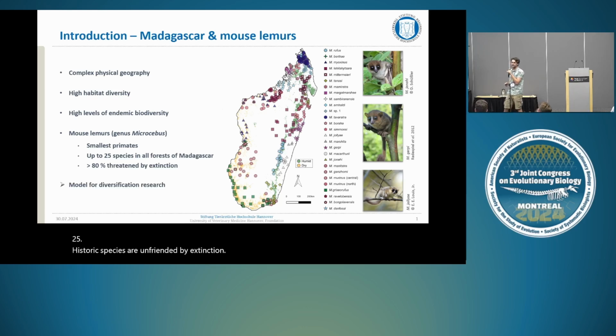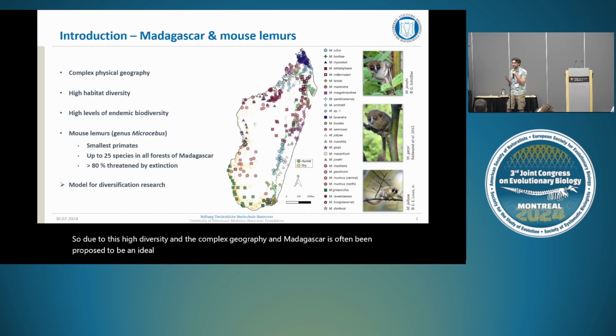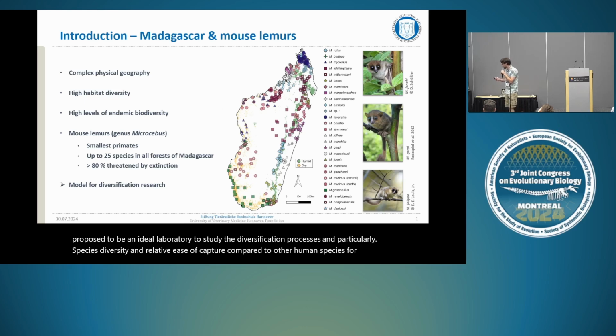So due to this high biodiversity and the complex geography, Madagascar has often been proposed to be an ideal laboratory to study diversification processes, and particularly lemurs, due to their species diversity and relative ease of capture compared to other lemur species, are a suited model.